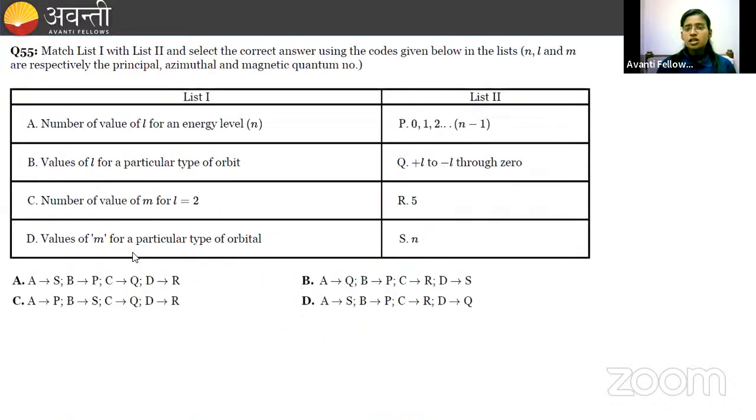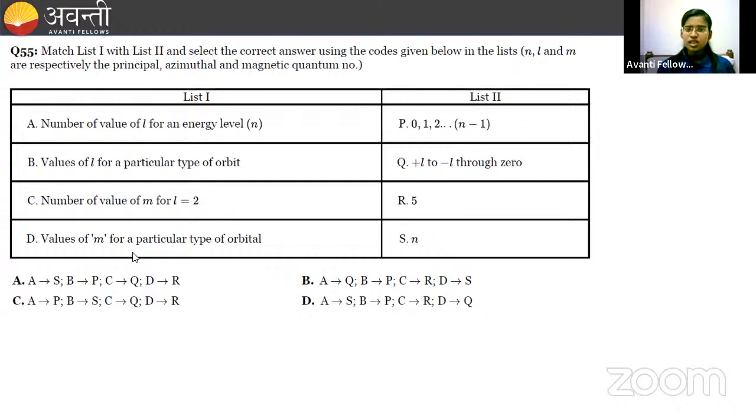So we have 2 lists, list 1 and list 2, and we have to match them. Okay. So we are provided with n, l, m respectively, which are nothing but the principal quantum number, azimuthal quantum number, and the magnetic quantum number. So let's go one by one. In list 1, in A, we have the number of values of l for an energy level n. So the number of values of l for an energy level n is what?